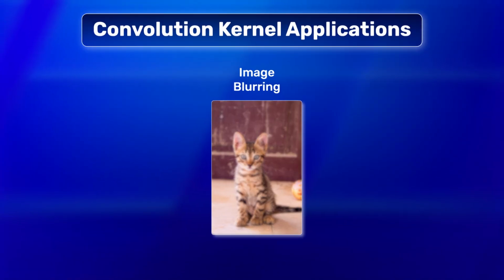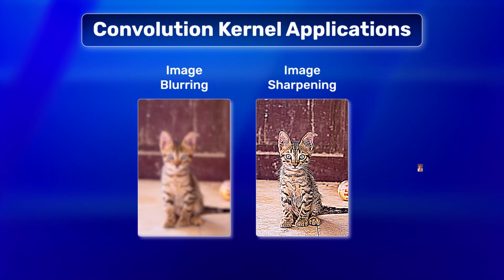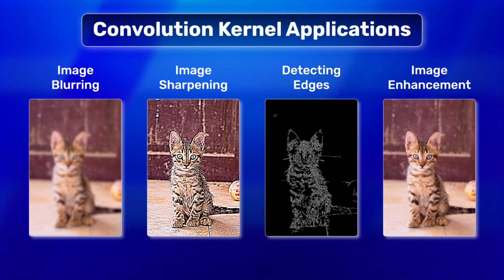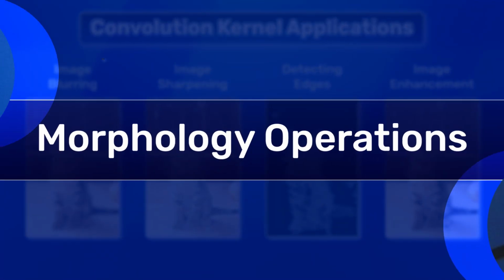But what are these kernels used for? Well, it has a huge range of applications. It is used for blurring an image, sharpening an image, detecting the edges, image enhancement, and it is even used in morphology operations. Not only that, it is a fundamental layer in deep learning. But let's focus on image blurring and image sharpening for now.